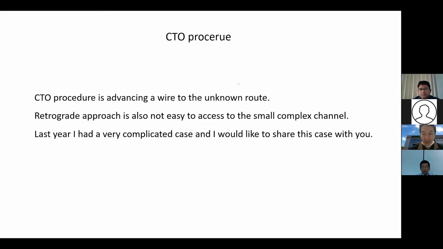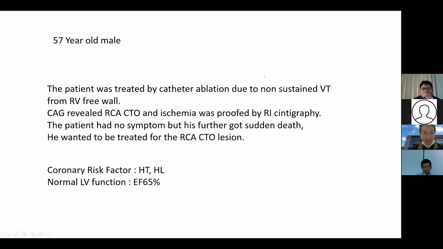The case of a 57-year-old male. The patient was treated by catheter ablation due to non-sustained VT from the RV free wall. CAG revealed RCA CTO, and ischemia was proved by RI scintigraphy. The patient had no symptoms, but his father had sudden death. He wanted to be treated for the RCA CTO lesion. His coronary risk factors are hypertension and hyperlipidemia, and the ejection fraction is normal at 65%.